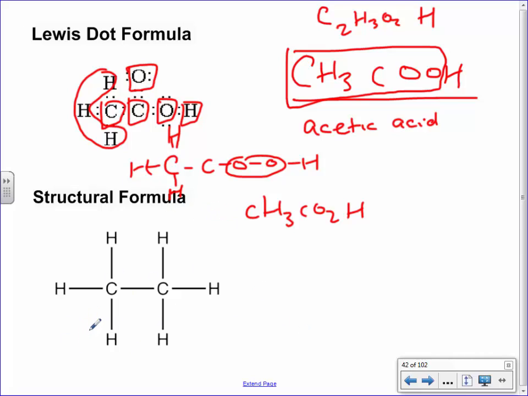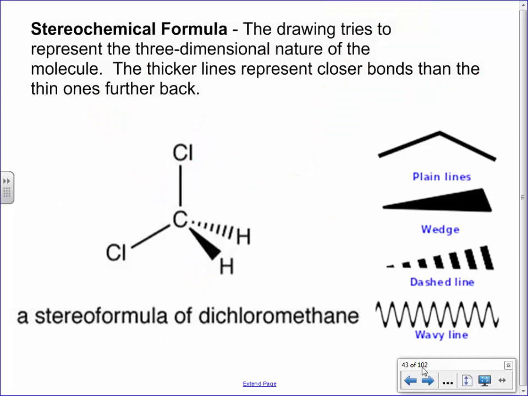Structural formulas then is what I also showed you earlier in the previous lesson, where all you do is take the electrons out and write a bond line in between. Here's my goal now, though. I want to show you how to draw what's called a stereochemical formula, which is basically a way to draw in 3 dimensions on paper.